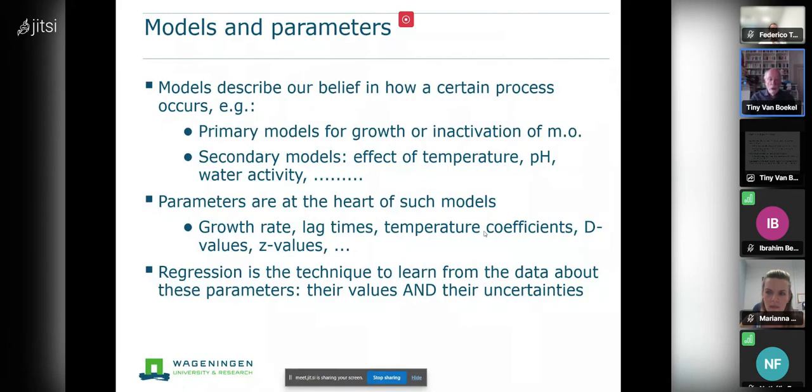So what we do is we learn from the data, we try to extract information that tells us something about those parameters. And when we do that, we should not only go for their estimates, we should also go for the uncertainties in those estimates. And this is something that I still frequently see in the food science literature, that people do not report the uncertainties. If I ever have to review a paper and I see that, I immediately return it and say, I'm not going to evaluate this unless you give me the uncertainties. I find that very important.